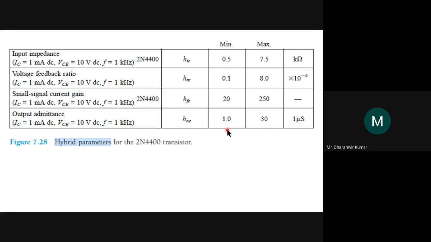Similarly, whenever you look at the data sheet of any particular transistor, any particular BJT, you will find these parameters given in that data sheet. These values are given so that you can have an overall idea of the performance of the BJT, and you can compare those BJTs with other BJTs in terms of H parameters.